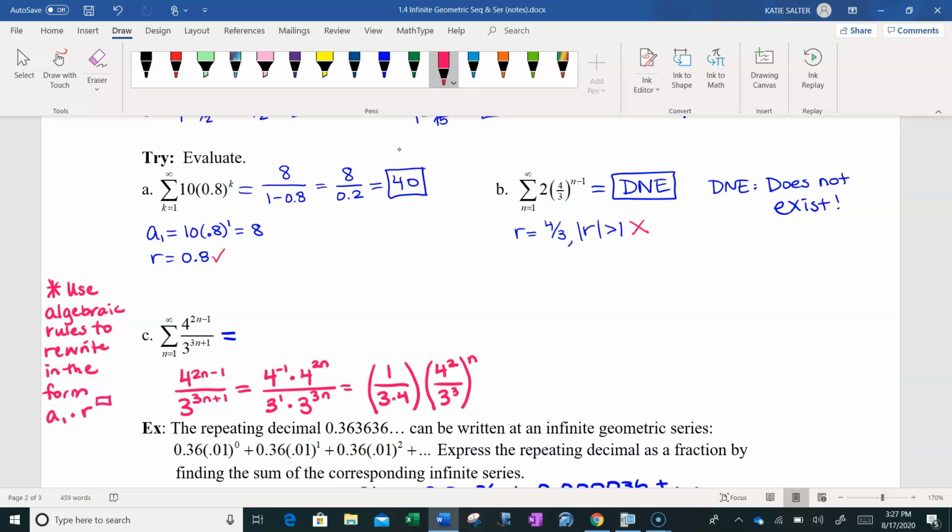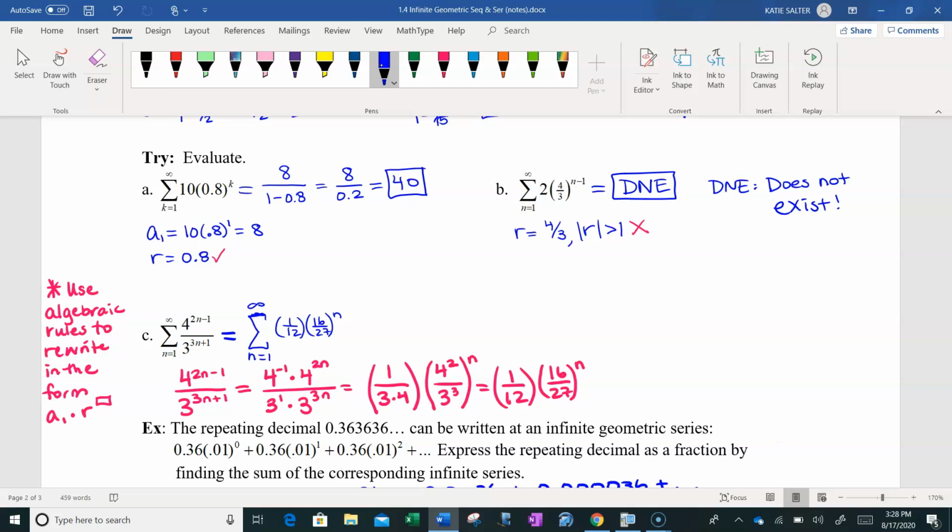So if we clean that up, that's going to give us 1 over 12 times 16 over 27 raised to the nth power. And then we can come back and rewrite our sigma notation so that we have it in this form. So we have n equals 1 all the way to infinity of 1 over 12 times 16 over 27 raised to the n. Again, we always want to make sure we go through and calculate that first term.